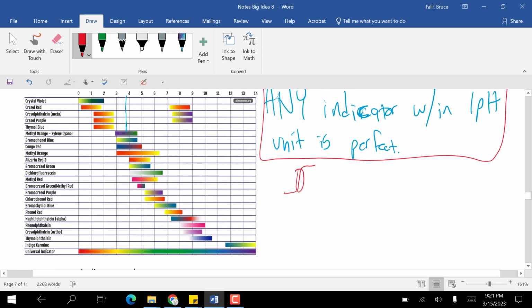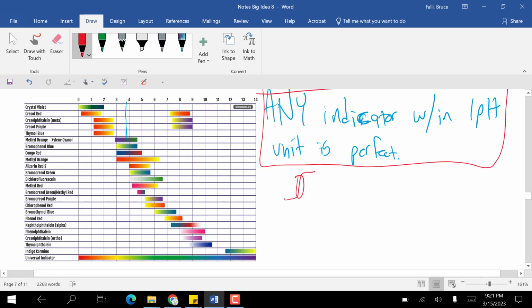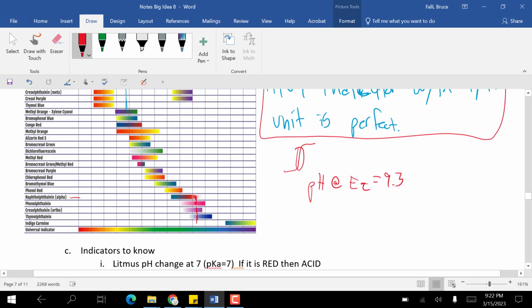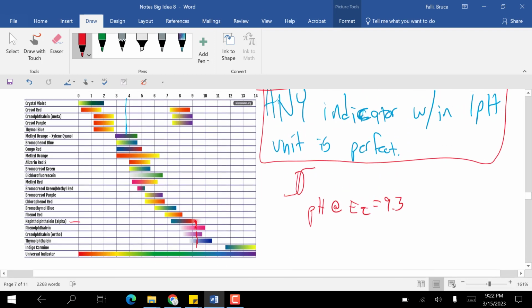You don't really need to memorize any of these indicators, but don't be surprised if you're given a chart like this, and it asks which indicator you should use if the pH at equivalence is 9.3. I could use this one, this one, this one, this one. So I could use naphtholphthalein, phenolphthalein, cresolphthalein, thymolphthalein, as long as it changes within 1 pH unit.